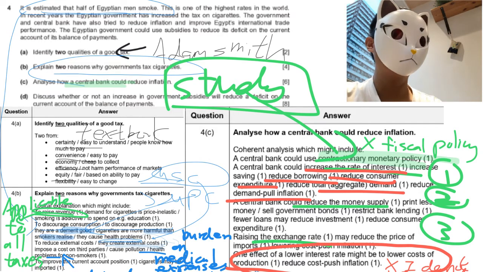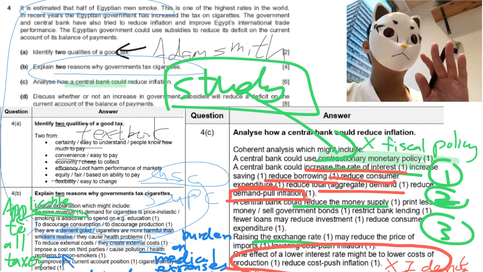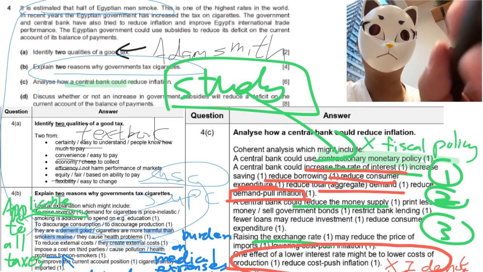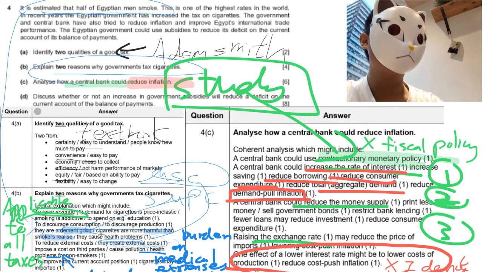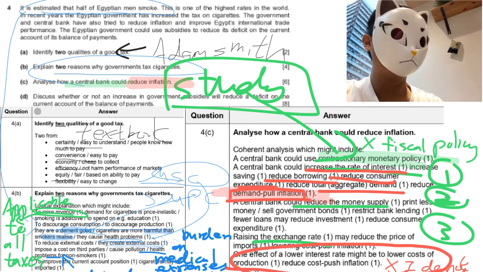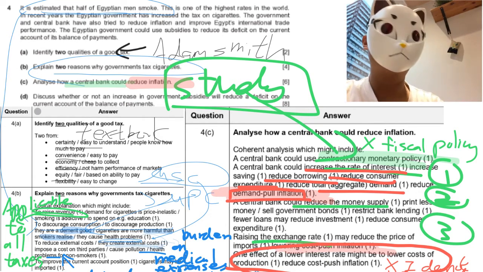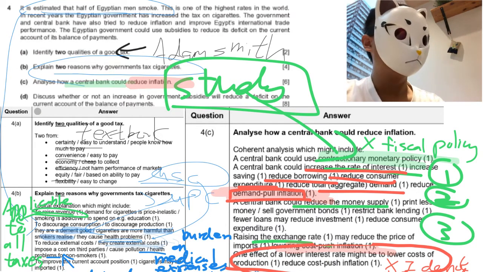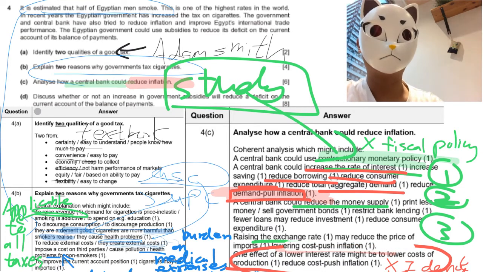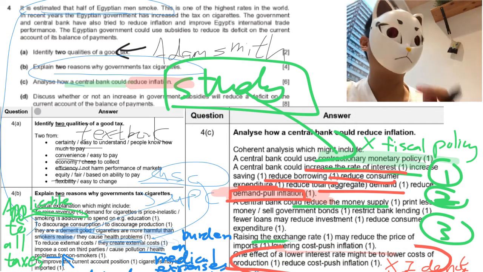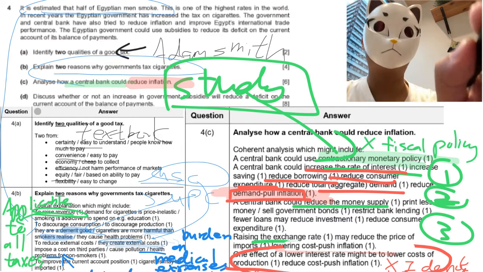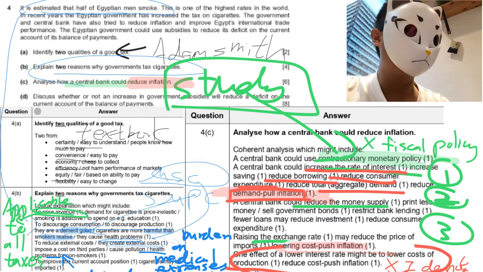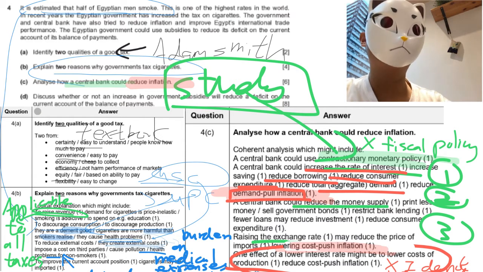Okay, so there are other things that I want to talk about. When we talk about targeting inflation, there are two sets: demand pull inflation and cost pull inflation. Usually we would do it in this way: demand pull and cost pull. Making use of contractionary monetary policy can deal with both demand pull and cost pull inflation.